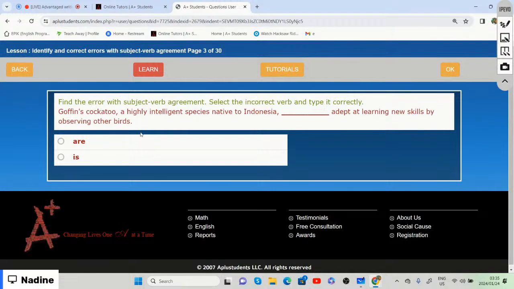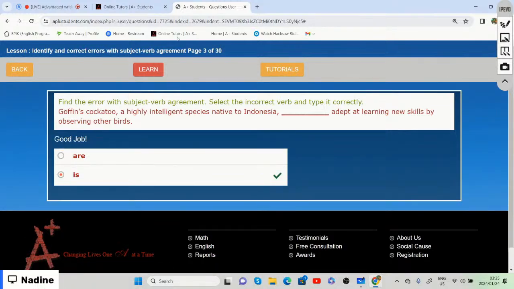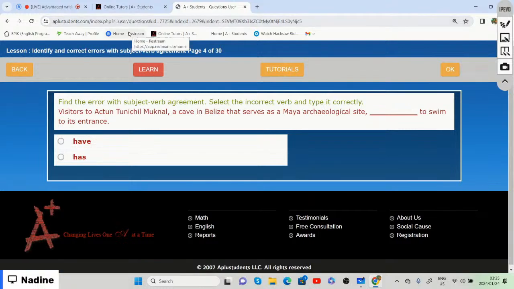And we said Goffin's cockatoo, a highly intelligent species native to Indonesia, is adept at learning new skills by observing other birds. So is correct.